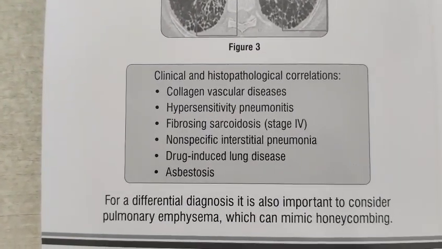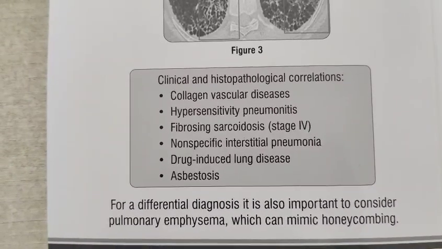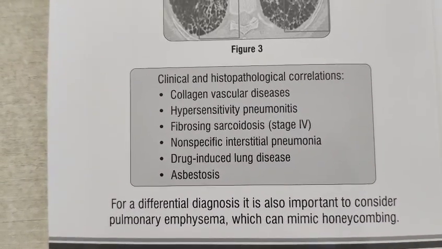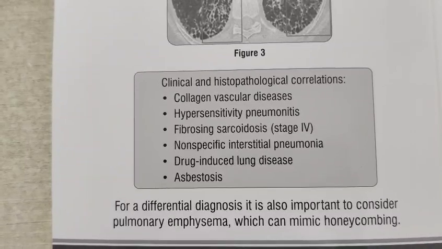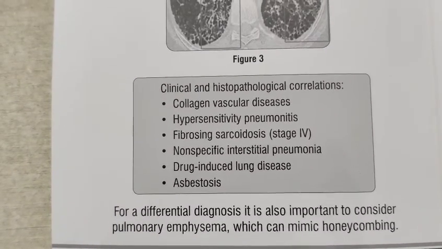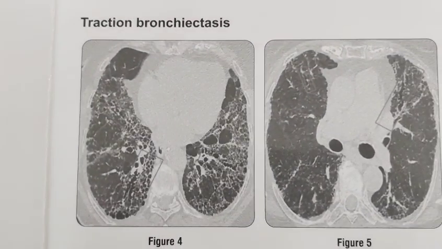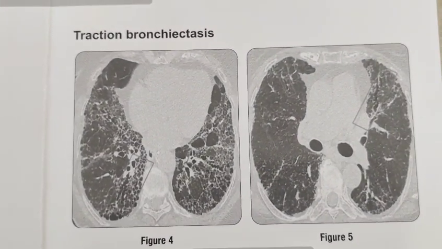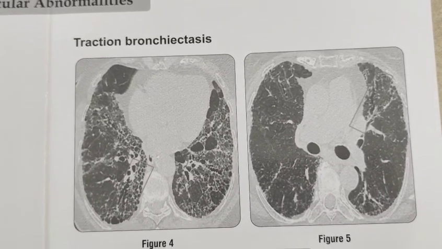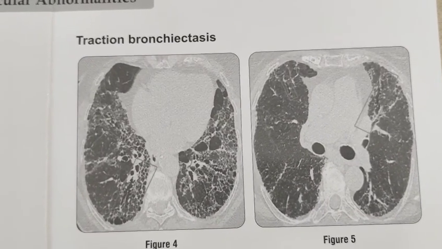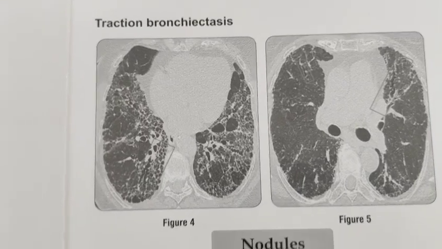Clinical and histopathological correlations of honeycombing: collagen vascular diseases, hypersensitivity pneumonitis, fibrosing sarcoidosis, NSIP, drug-induced lung disease, asbestosis. Then comes traction bronchiectasis. In traction bronchiectasis, bronchi appear to be pulled out, mainly seen in the peripheral part.